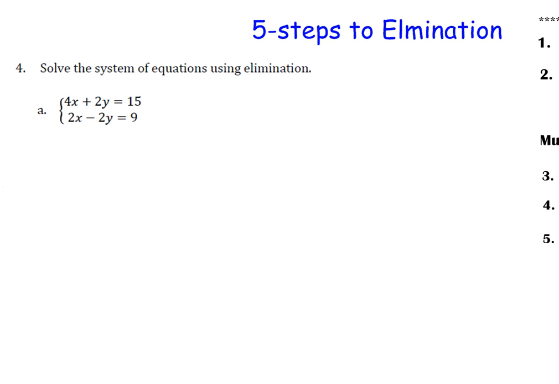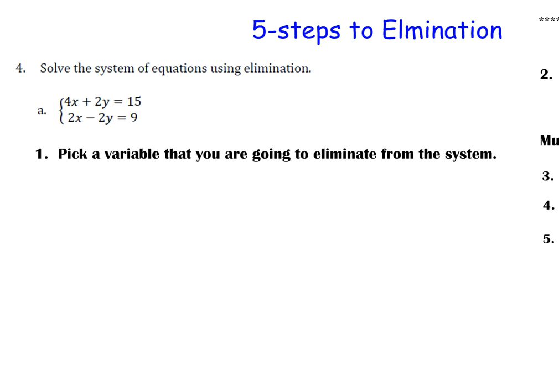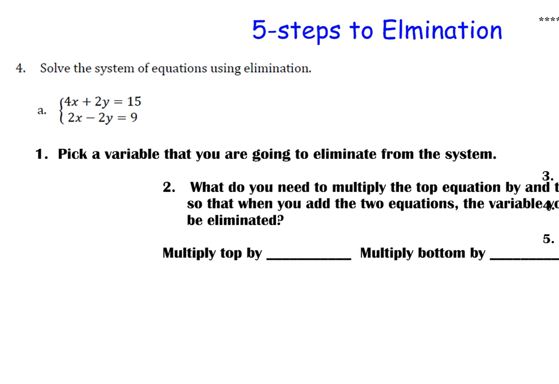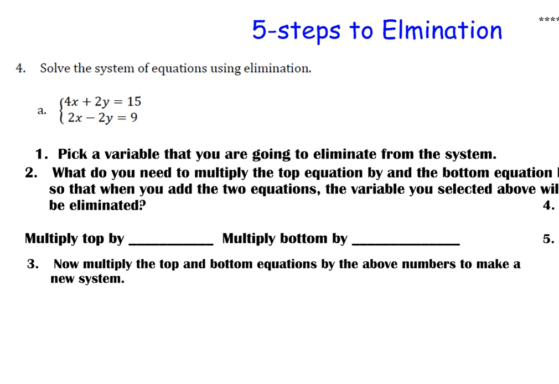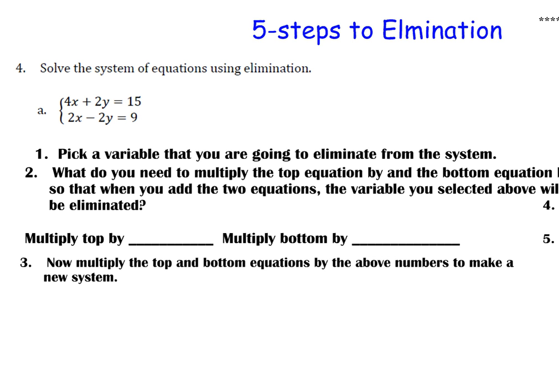So elimination. Elimination takes a few more steps. Elimination means, one, you've got to pick a variable that's hopefully by itself that you can eliminate. Two, what do you need to multiply the top equation by and the bottom equation by so that when you're done, the two equations are the same? Well, for this one, you don't need to do any of that, and I'll show you why.